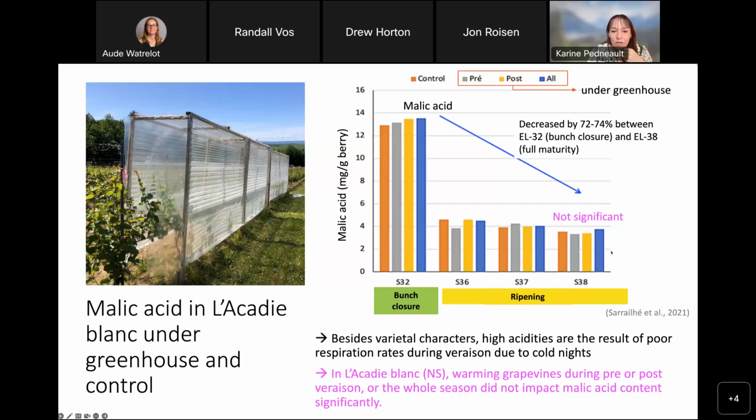But then even if we kept the grapevine warm, there was not a significant decrease between treatments in terms of malic acid content. Still, malic acid decrease is really dependent upon temperature in general, both for the accumulation and the decrease. But it's mostly about night temperature. Malic acid is decreasing at night during respiration. So the cold nights are actually the bad guy in the story, because this is why we get those high acidities, and malic acid is not going as low as it could in the cold climate.